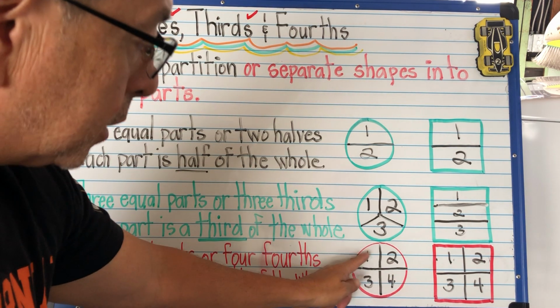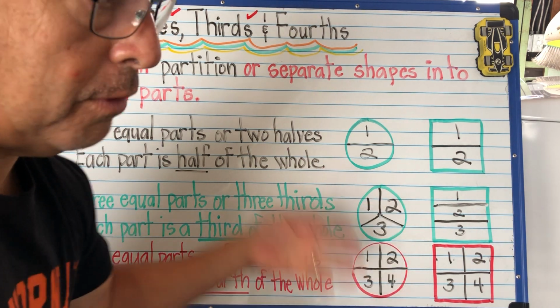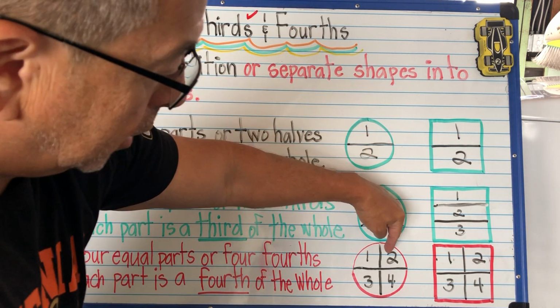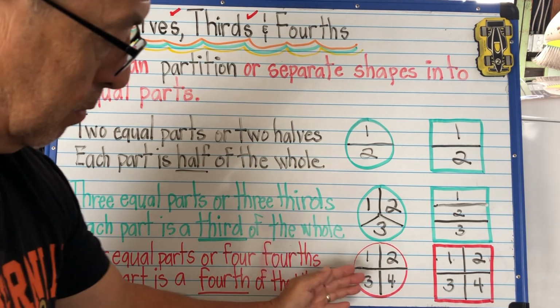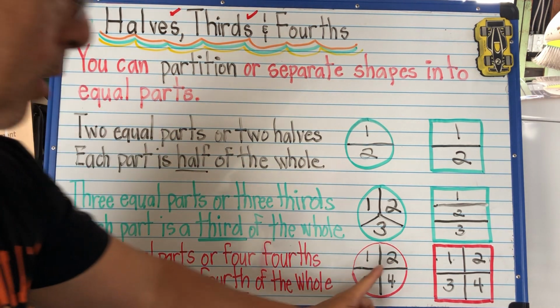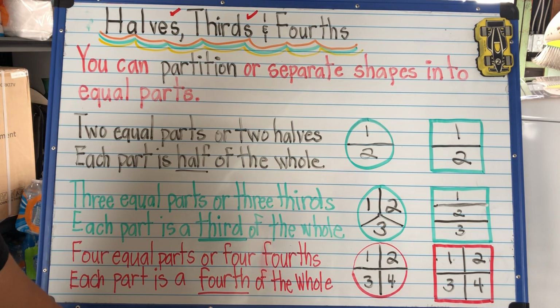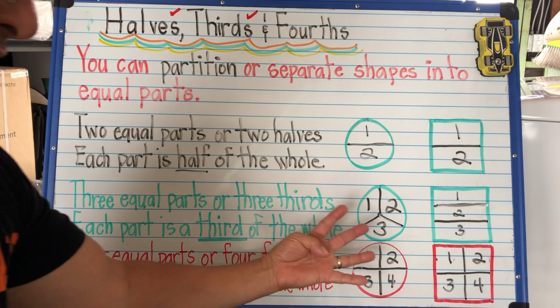Now each part is 1/4 of the whole thing. So that's only 1/4 of the whole thing. Part 2 is only 1/4 of the whole thing. Part 3 is only 1/4 of the whole thing. And part 4 is only 1 part of the whole thing. Okay? And we call each piece a fourth here because there are 4 pieces.